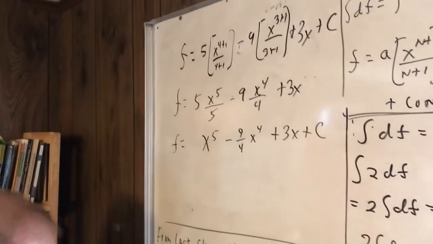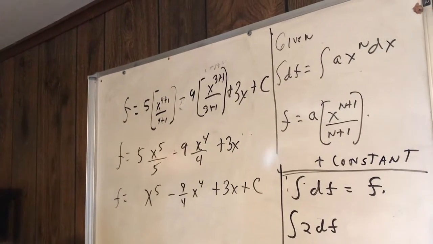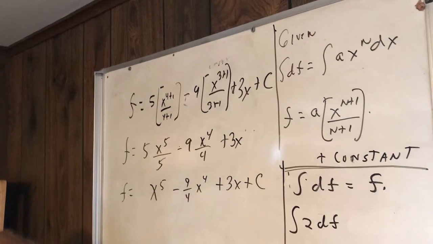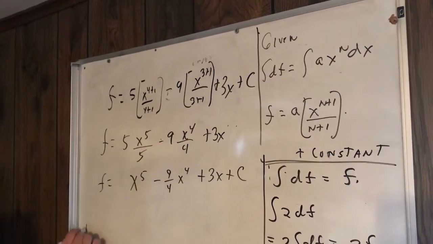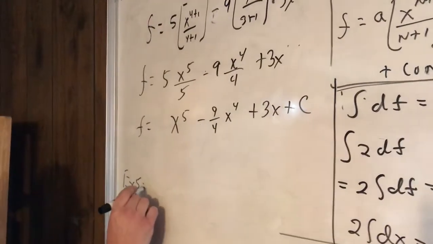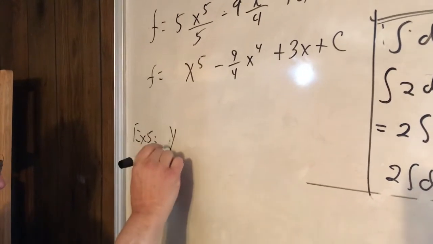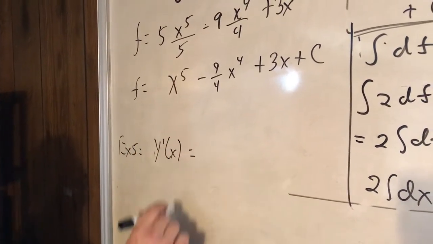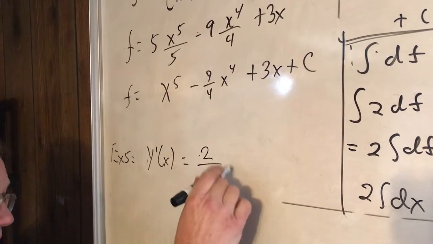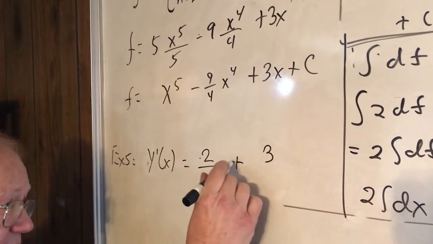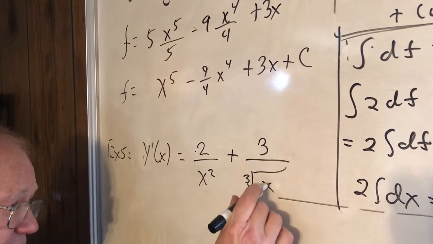So let's do another one. You will have a number of them to do on your homework. I'll give you another one as example 5. Let's make it y prime now, equals 2 over x squared plus 3 over the cube root of x to the 5th.